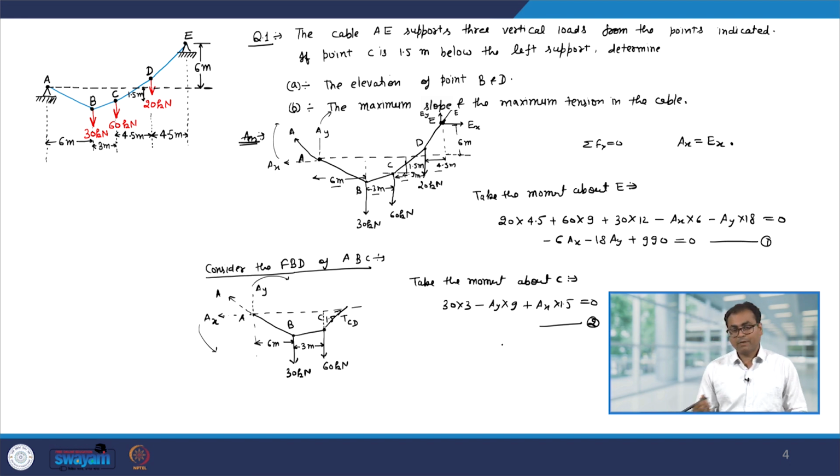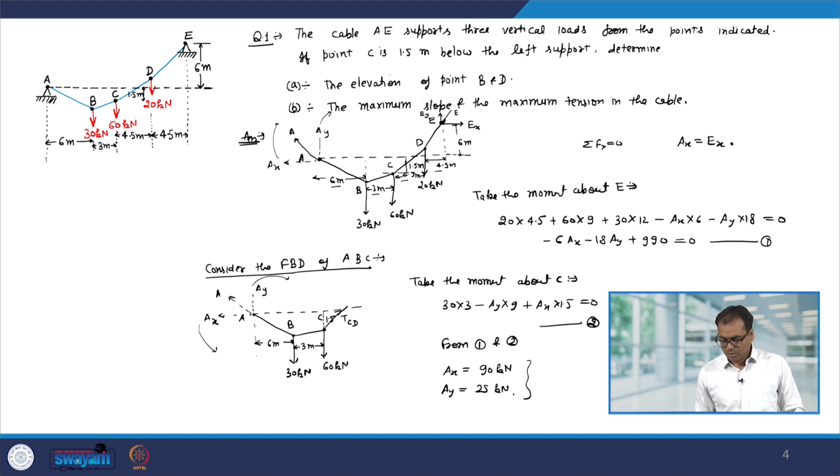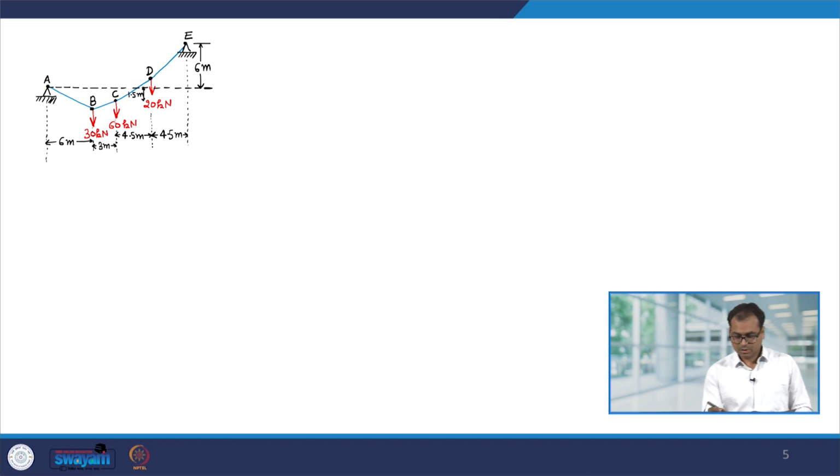Now, note that we have two equations in Ax and Ay, and therefore, we can solve them. So, you can solve equation number 1 and equation number 2, and this will give you Ax equal to 90 kilonewton and Ay equal to 25 kilonewton. Okay. Now, let us find out the elevation of point B and D, which are asked in the question.